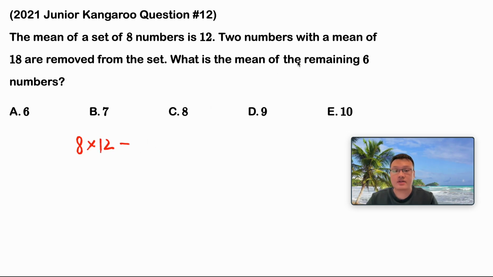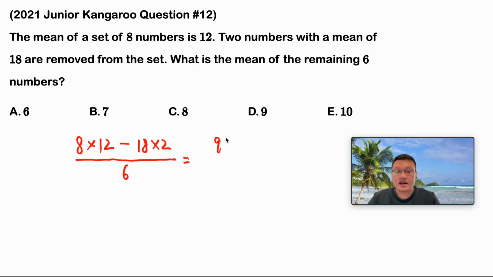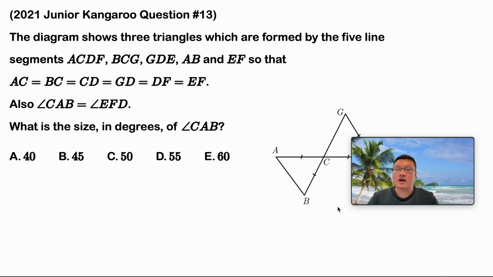And now you just take away 2 numbers with a mean of 18, so you minus 18 times 2. The question, what is the mean of the remaining 6? So you have to use the total sum left divided by 6. So it'll be 96 minus 36, which equals 60, right? Divided by 6, you got 10. So the answer to the question will be E, which was 10.